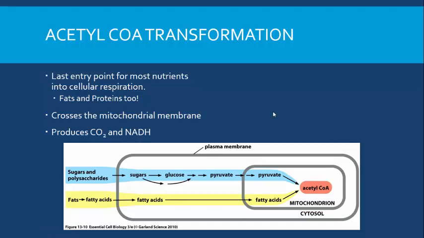Before we discuss the citric acid cycle, we need to talk about acetyl-CoA transformation. This is the process where pyruvate is transformed into acetyl-CoA, generating NADH and CO2 as a byproduct. This transformation is accomplished by the pyruvate dehydrogenase complex. This creates a product that can easily enter the citric acid cycle. Pyruvate isn't the only molecule that can go through this transformation. Some fats and proteins can also enter the cellular respiration process through this acetyl-CoA transformation.